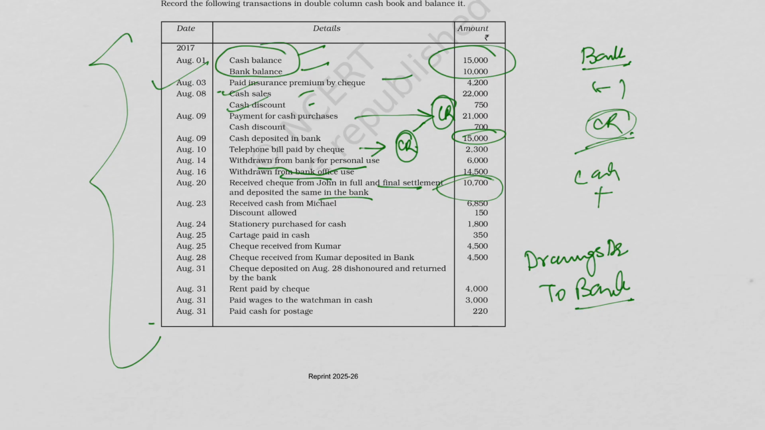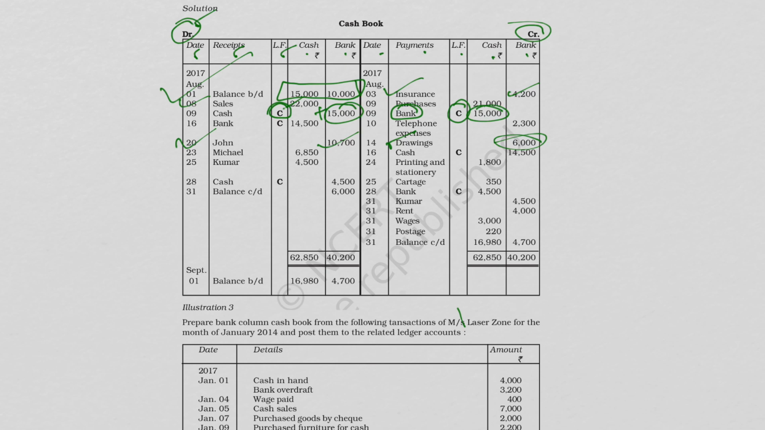Okay. Received cash from Michael 6,850. The discount allowed is just to confuse you. Actually, we have to see how much cash we have received and we have to record that only in the cash book. So 6,850 to Michael, we'll record it here.